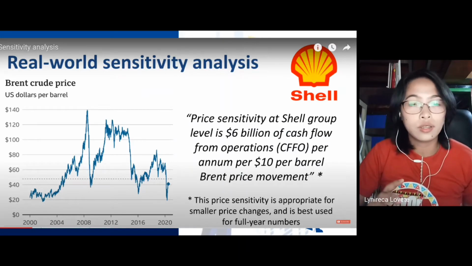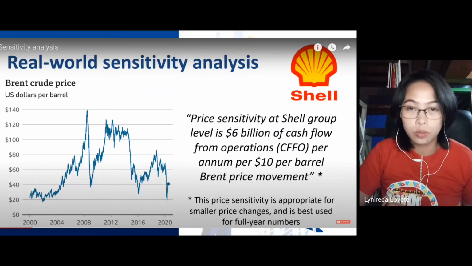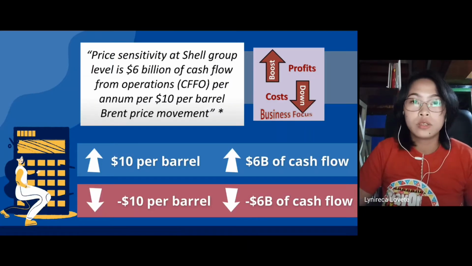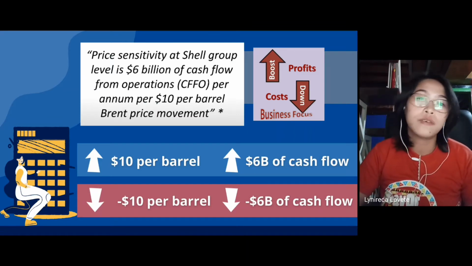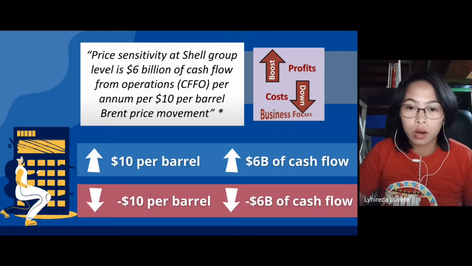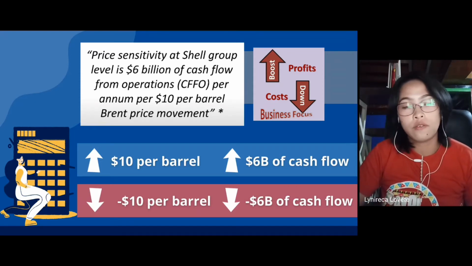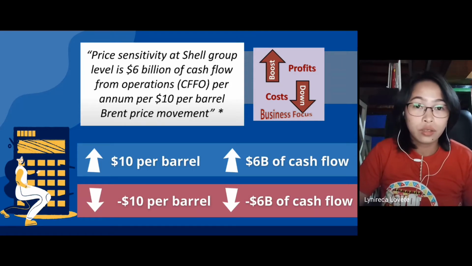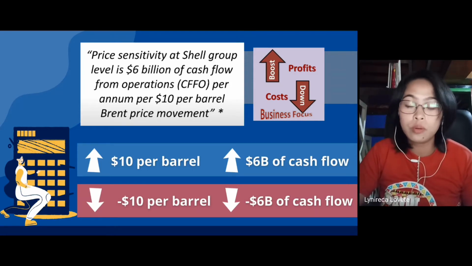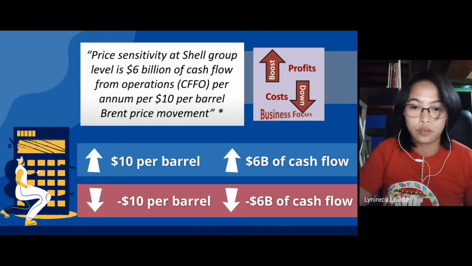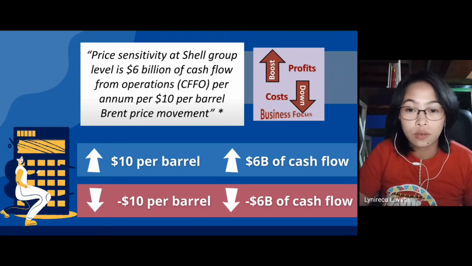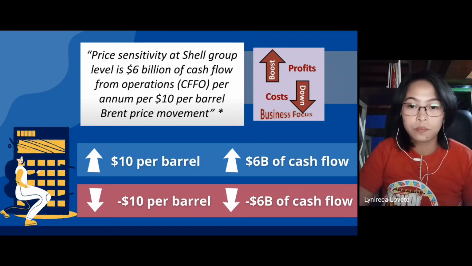Here is a sensitivity analysis of the Shell Group, which has $6 billion of cash flow per annum at $10 per barrel. In this price sensitivity, if the price increases by $10 per barrel, there will be an increase in cash flows, while if there is a decrease of $10 per barrel for the Shell Group, there will probably be a decrease in cash flow. That's how sensitivity analysis works.